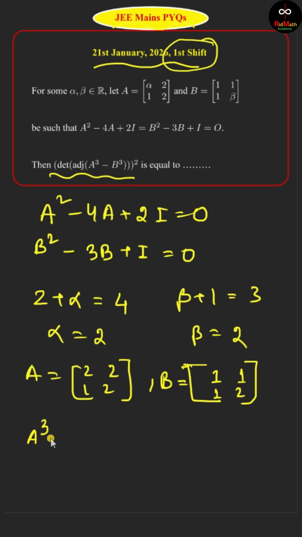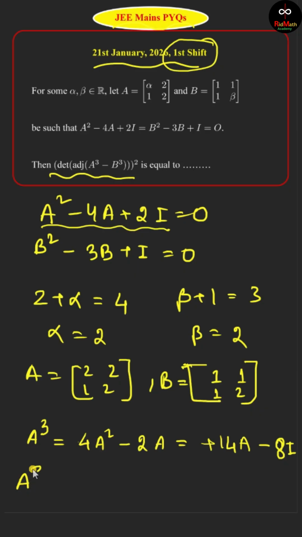The matrix A cube, what will this be? When we divide A cube by A square minus 4A plus 2I, the remainder will be the answer. So first divide: A into A square means A cube, and the other part is 4A square minus 2A. Then dividing this expression by this, 4 into A square gives 16A minus 8I. So this is plus 16A and this is minus 8I. So this is plus 14A and minus 8I.